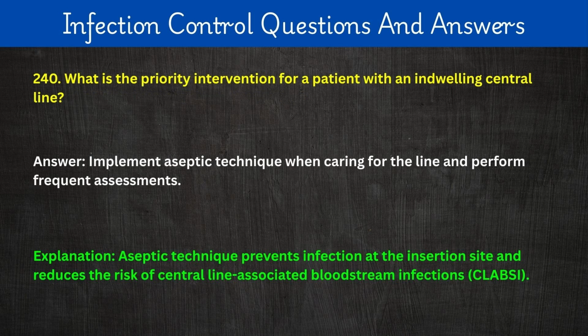240. What is the priority intervention for a patient with an indwelling central line? Answer. Implement aseptic technique when caring for the line and perform frequent assessments. Explanation. Aseptic technique prevents infection at the insertion site and reduces the risk of central line-associated bloodstream infections, CLABSI.